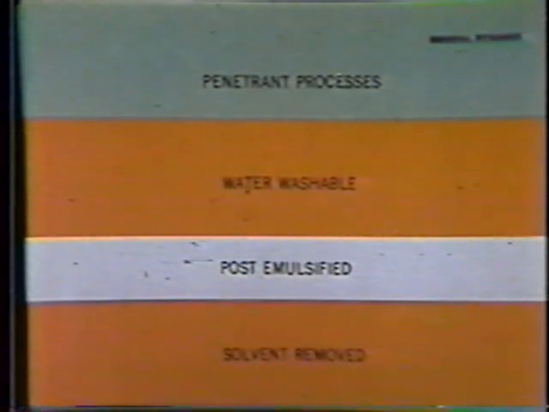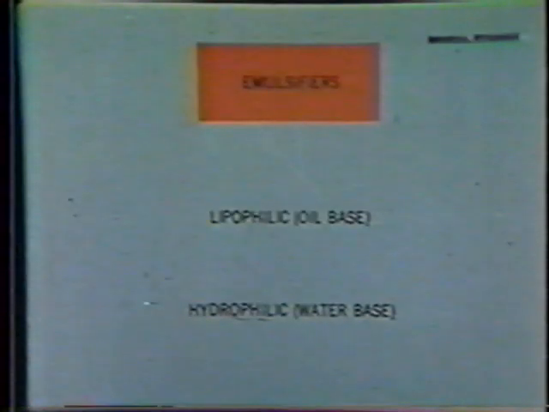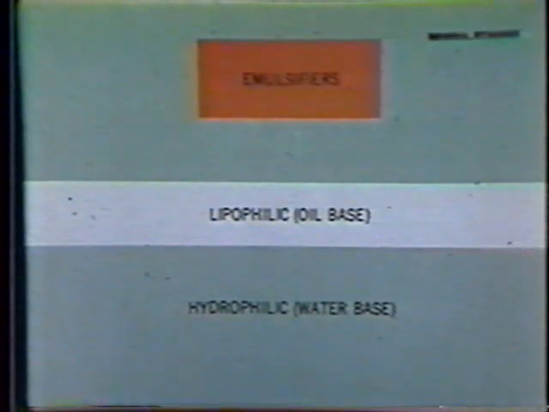The post-emulsified method is a two-step removal process. The penetrants do not contain an emulsifying agent. They require a separate emulsifier to make them water washable. The emulsifier, usually dyed orange to contrast with penetrant, may be either lipophilic, an oil base, or hydrophilic, a detergent water base. Lipophilic emulsifiers begin emulsifying on contact.